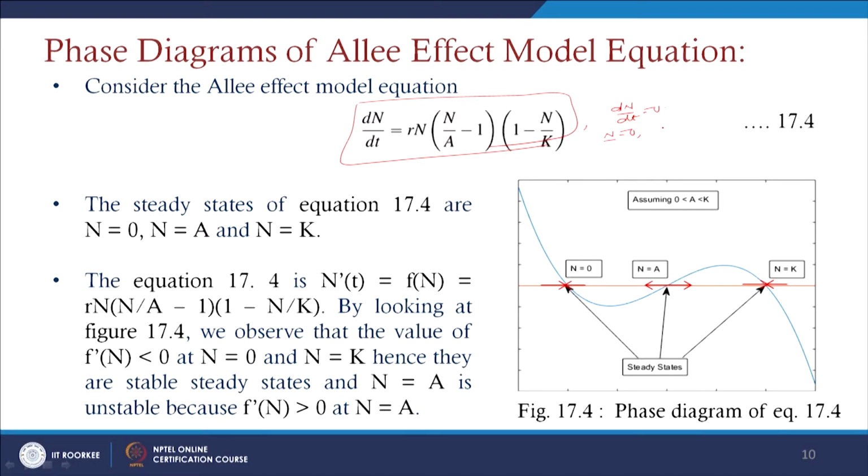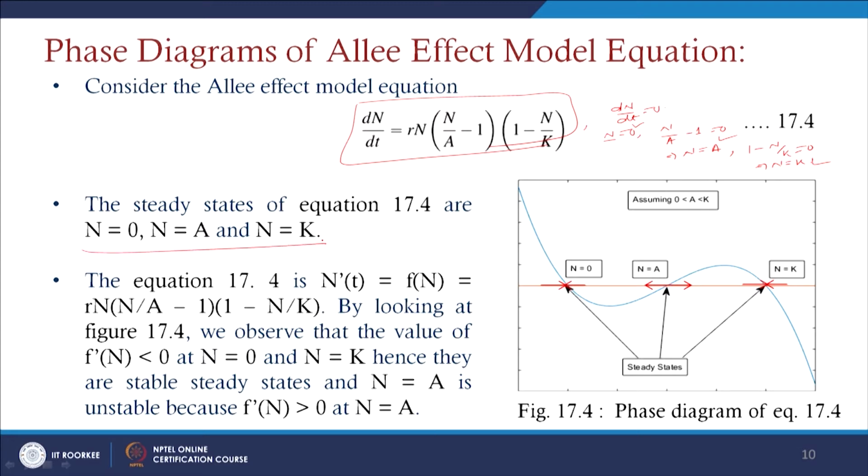The second one is N/A - 1 = 0, which implies that N equals A. And for the third term, 1 - N/K = 0, which implies that N equals K. So, we get three different points for the steady states: N equals 0, N equals A, and N equals K.